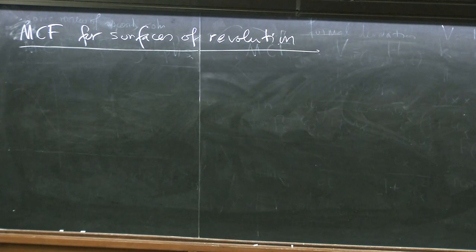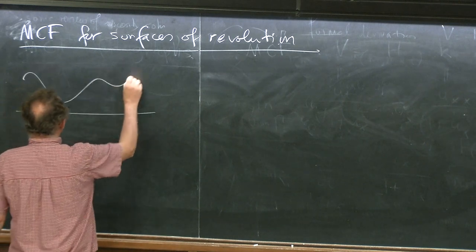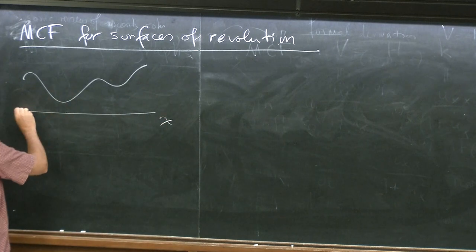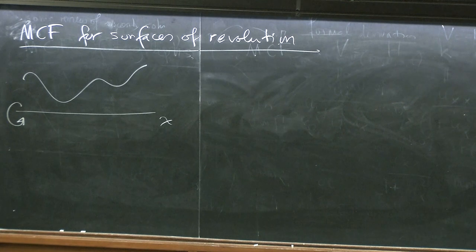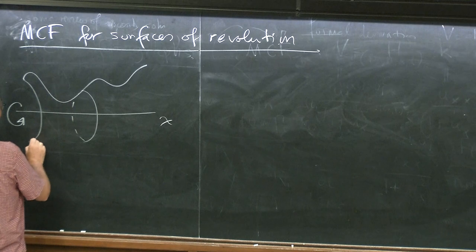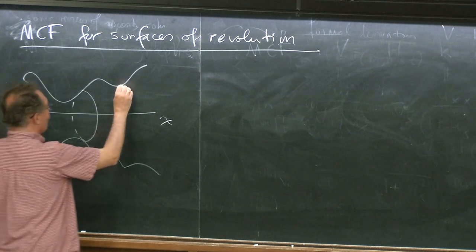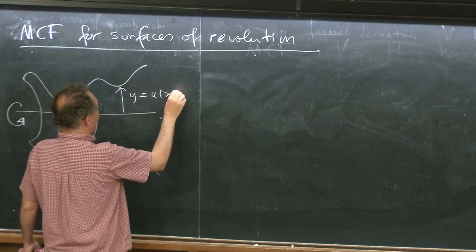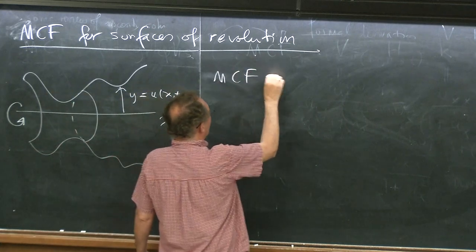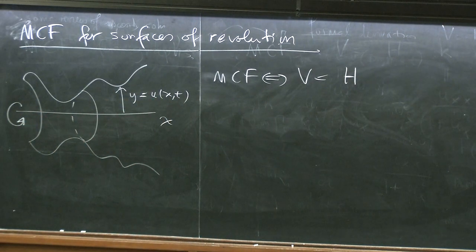Mean curvature flow for surfaces of revolution. So we'll simplify the problem drastically by looking at symmetric surfaces. I take the graph of a function and I swing it around the x-axis and then I get a surface in R3. So the question now is, if that surface is to move by mean curvature flow, what equation does our function u have to satisfy?